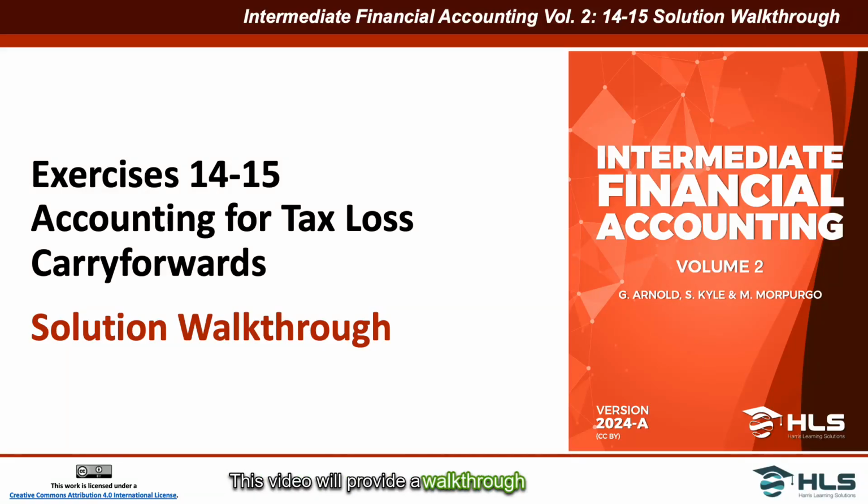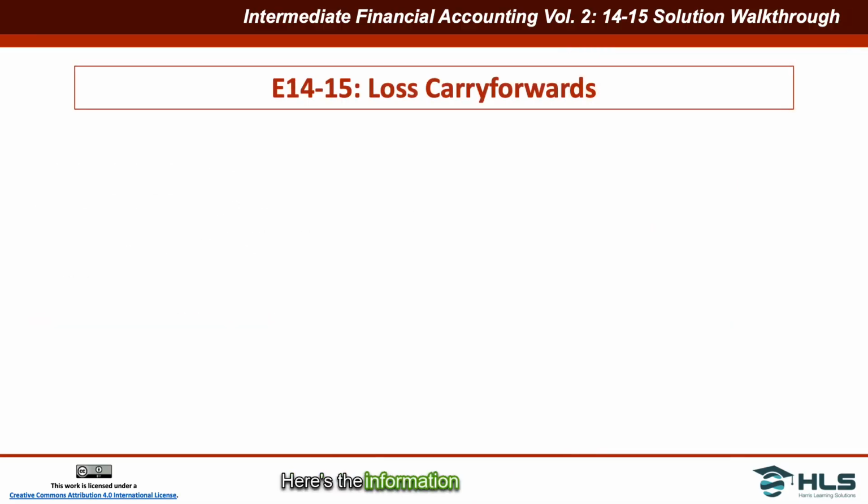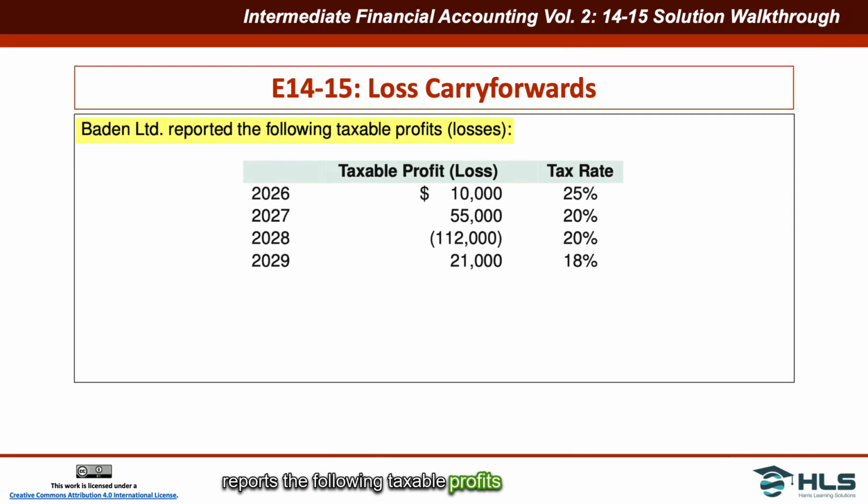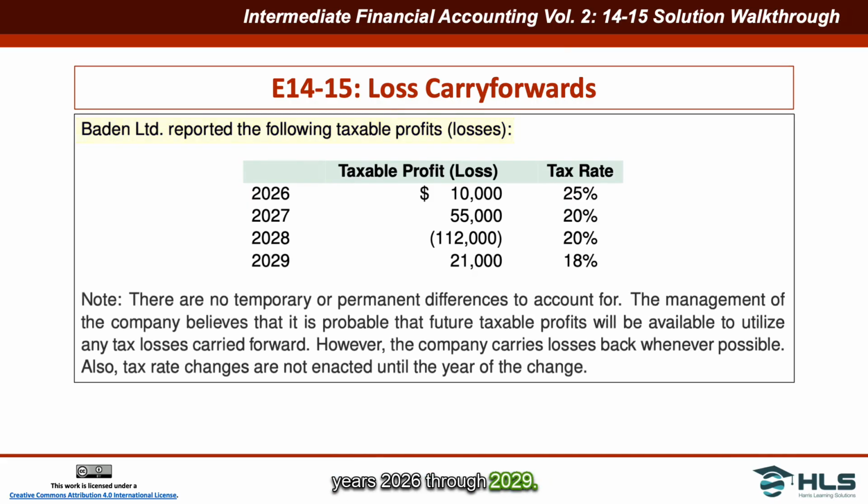This video will provide a walkthrough to the solution for exercise 14-15, which focuses on accounting for tax loss carryforwards. Here's the information for our problem. Baden Limited reports the following taxable profits and losses for the years 2026 through 2029. Now note, there are no temporary or permanent differences to account for to start with.